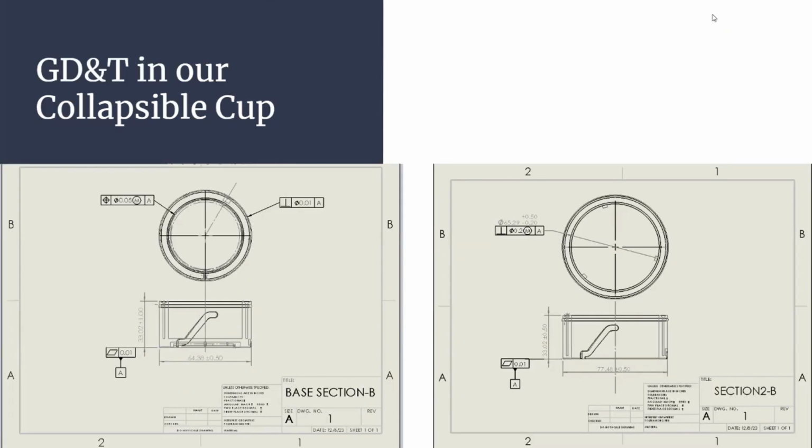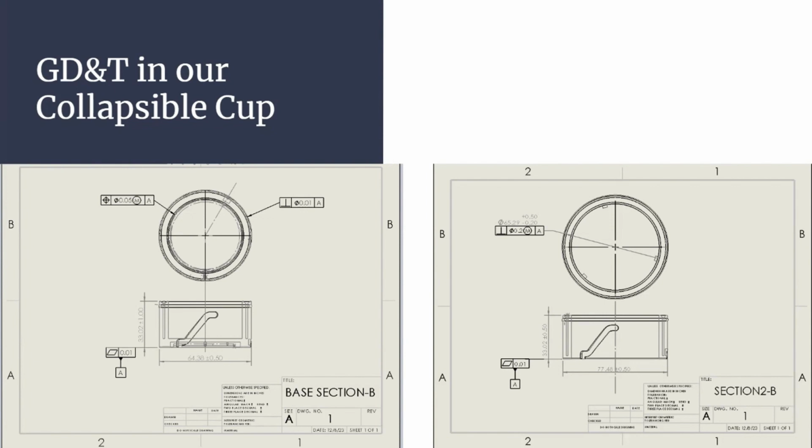Now we're going to cover the GD&T of our cup. On the left-hand side here is the base section of our assembly. We set datum A as the bottom of our base with a flatness callout. This is important because we want our cup to sit as flat as possible on whatever surface we're setting it on. Next, we have a position callout. This is important because we want our inner diameter to not deviate too much so that we mitigate the risk of compromising the integrity of our outer walls.